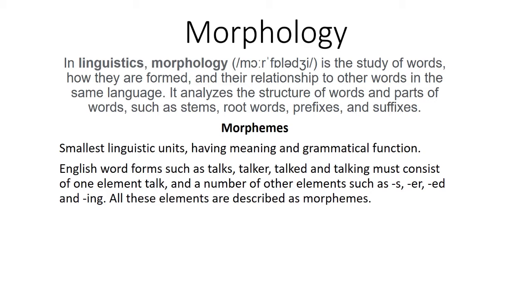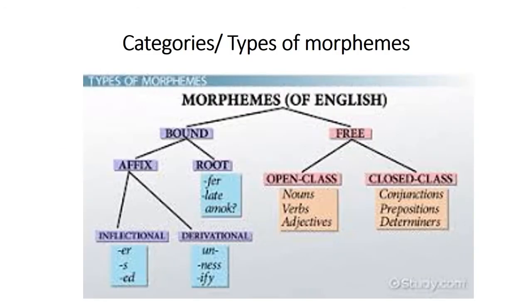Let me give you an example. In English we have words like dog, talker, talk, talking, etc. And they consist of smaller elements such as s, er, ed and ing at the end of these words. So these are the morphemes and they have their own specific function in the word. And now there are different categories of morphemes.